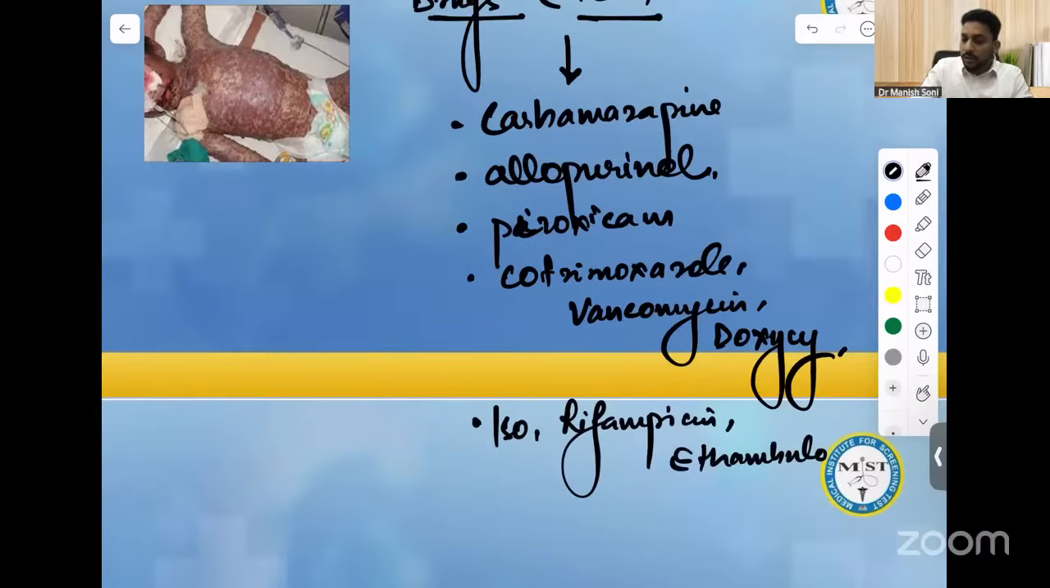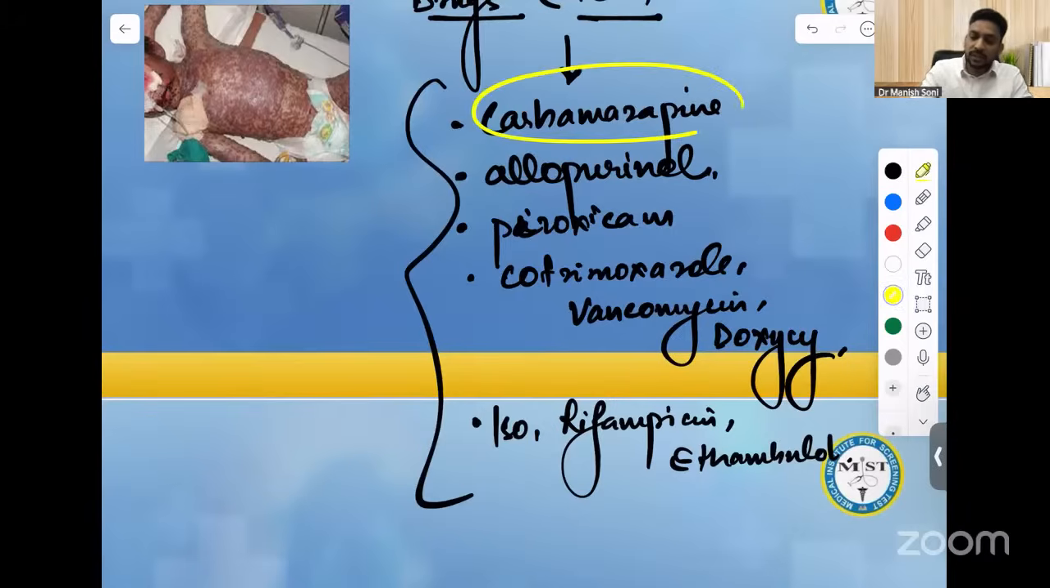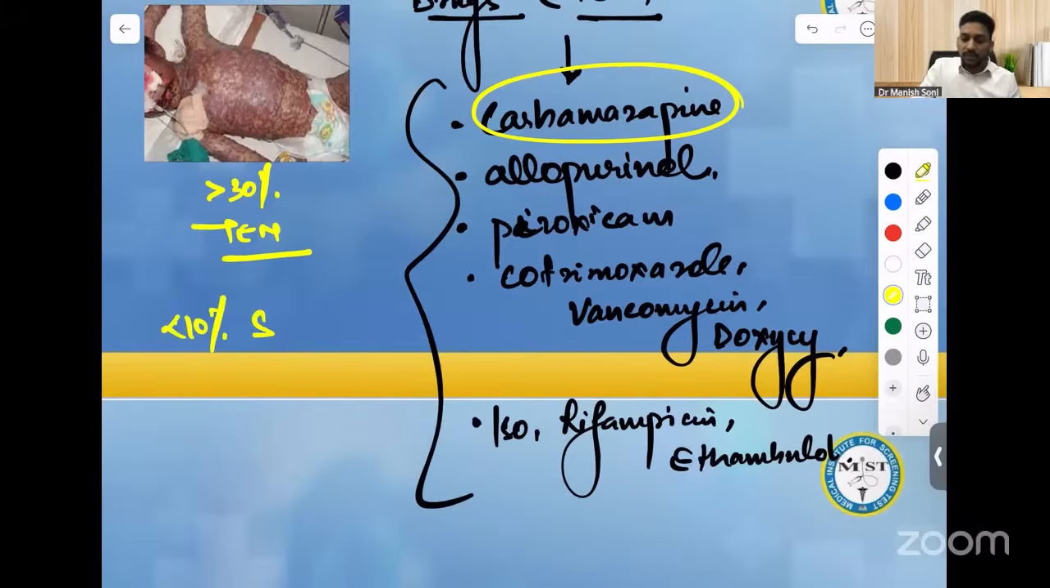ethambutol. So there are so many drugs which can cause it, but in majority of the cases, the culprit are anti-epileptic drugs like carbamazepine, and tuberculosis can also cause tubercular meningitis. And there we need to give anti-epileptic drugs also. So all these drugs can cause toxic epidermal necrolysis. How are you going to separate? If almost whole body is involved, more than 30% of the skin, then mark answer as TEN. But if the similar thing is happening in less than 10% of the body, then answer becomes Stevens-Johnson syndrome.